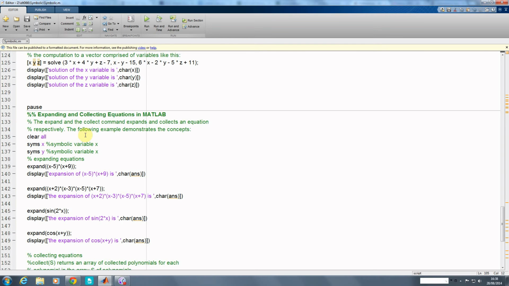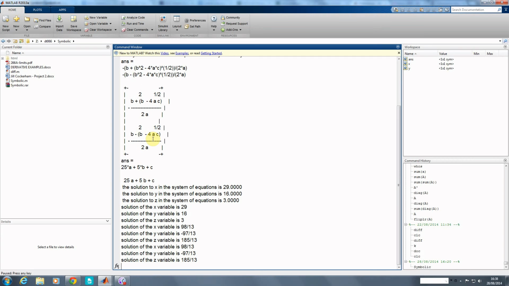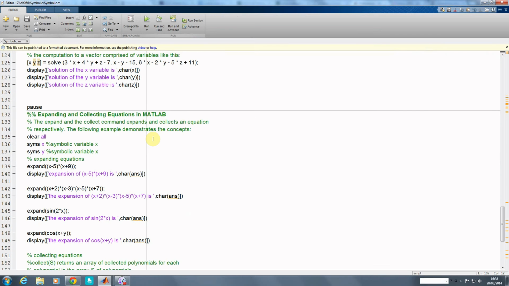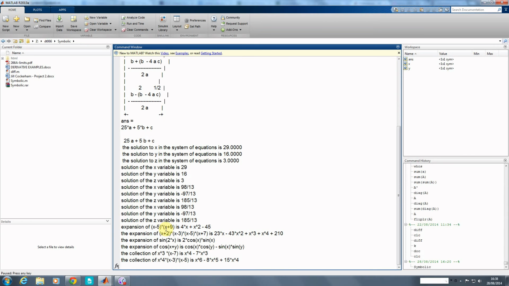So now I'm going to expand and collect, so I'll just hit return again. That's the second set of x, y, and z. And I'm going to expand, so I'm going to multiply these out. So let's just hit that. So x minus 5 by x plus 9 is 4x plus x squared minus 45. x plus 2 by x minus 3 by x minus 5 by x plus 7 is a long expression.